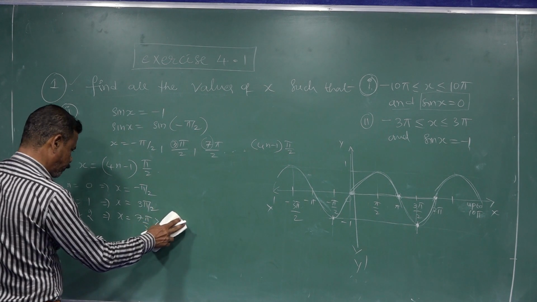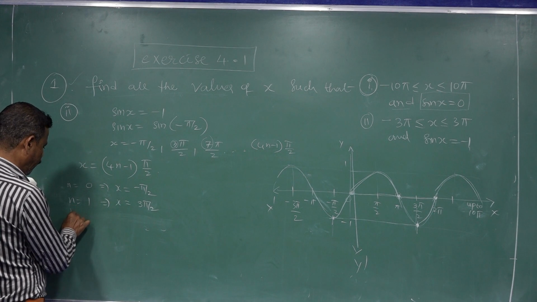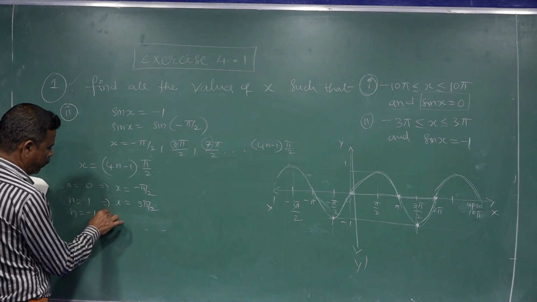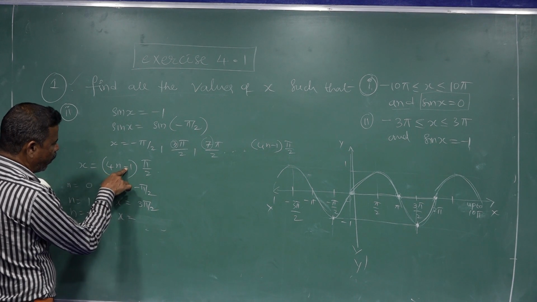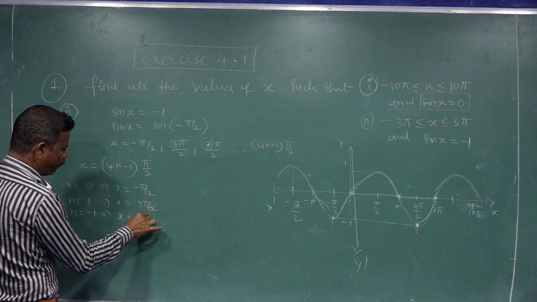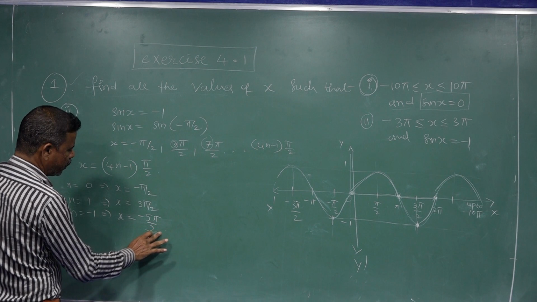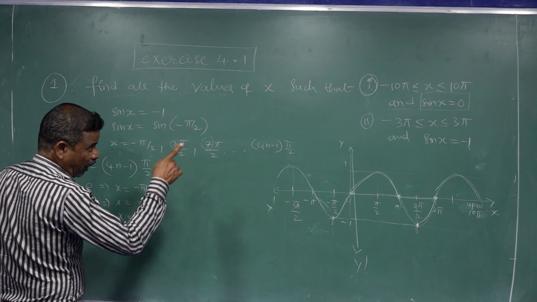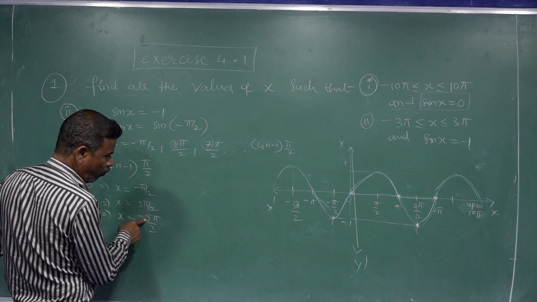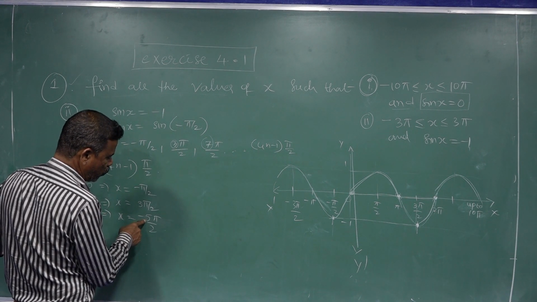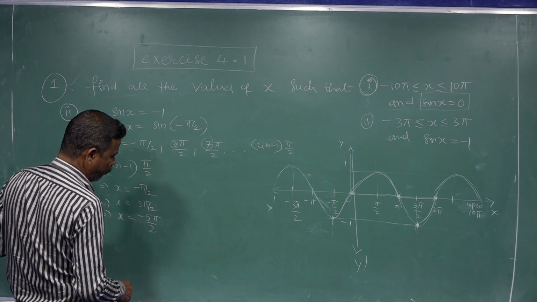After that, n is equal to minus 1, you take. x is equal to minus 1 means minus 4, minus 1, minus 5, minus 5π/2. So this is actually minus 3π, the least value. This value, how much? Minus 2.5. So minus 2.5π to minus 3π.